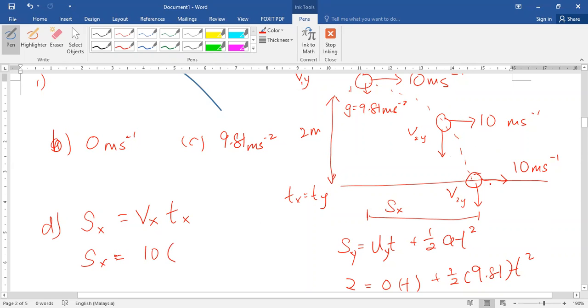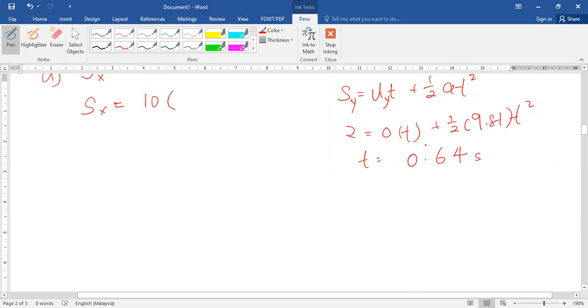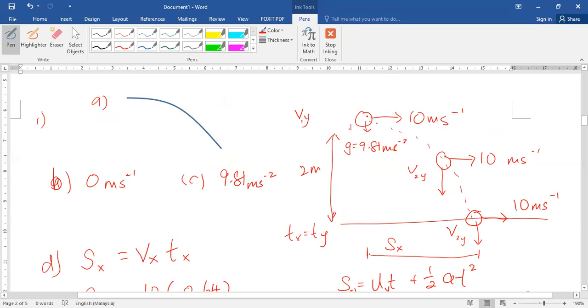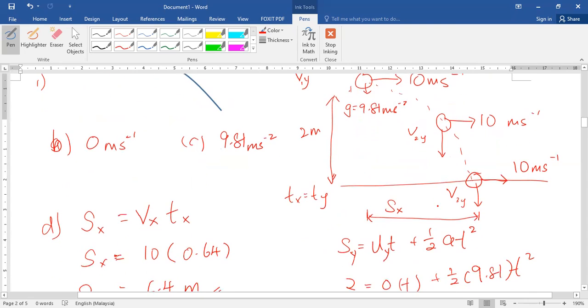At this point, what is the time? Time is 0.64 seconds. So that means Sx is equal to 6.4 meters. So that means that once we draw the horizontal distance, Sx, the distance will be equal to 6.4 meters.